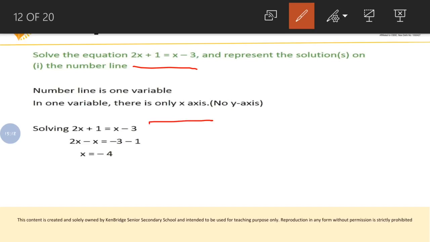So let's solve the given equation. 2x plus 1 is equal to x minus 3. Let's take all x terms to one side and constant terms to the other side. So 2x minus x is equal to minus 3 minus 1. So 2x minus x will be x, and minus 3 and minus 1 will become minus 4. So we got the x value, that is minus 4.